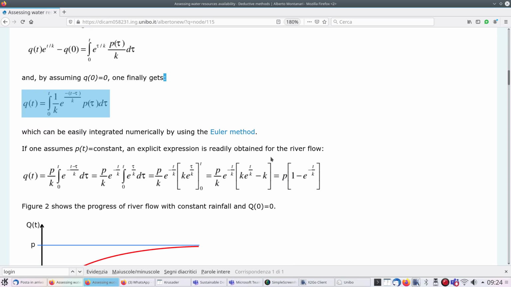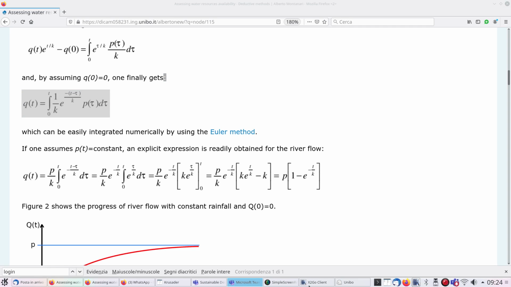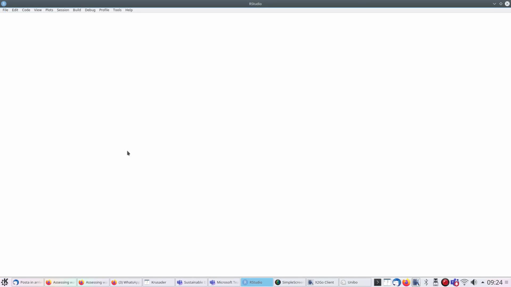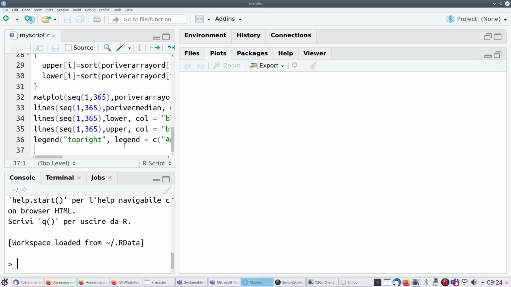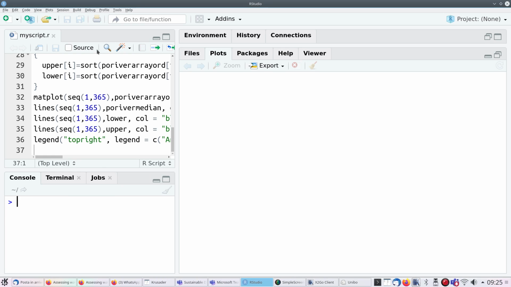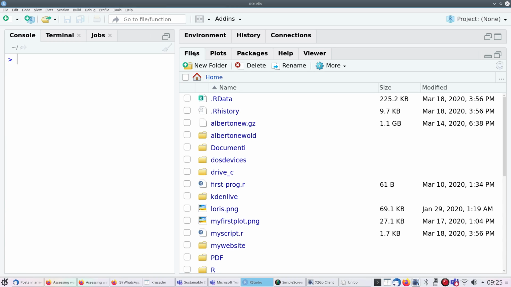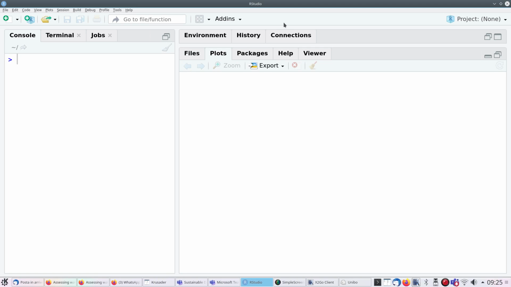Okay, so let's open RStudio. If you agree, I would like to develop this by writing the script now. Okay, here is RStudio. First of all, I have some garbage here, so let me close this script. Now we have the console and we have here the environment with files, plots, etc. And let's keep these two windows open for now. We don't need another window.